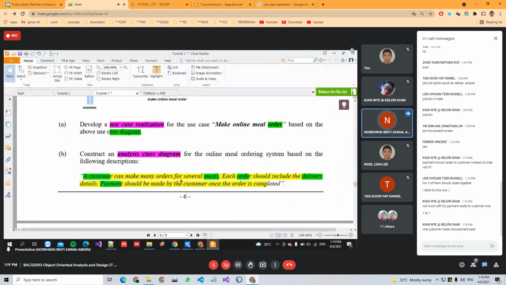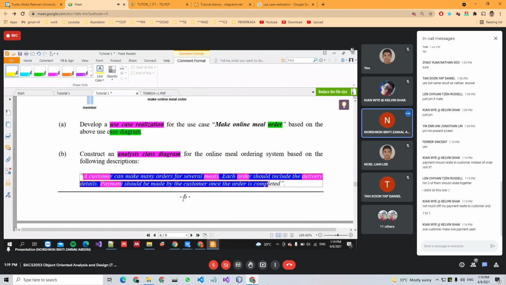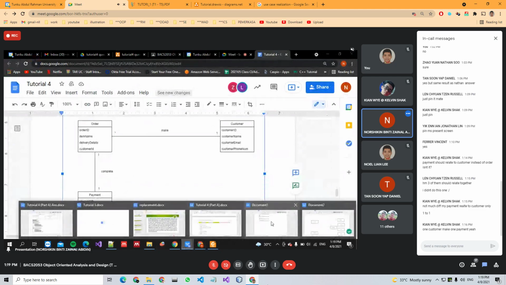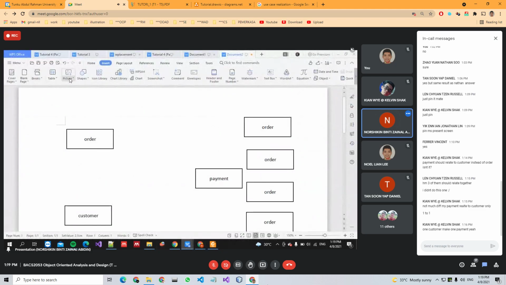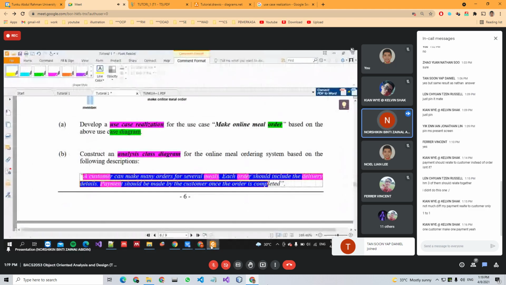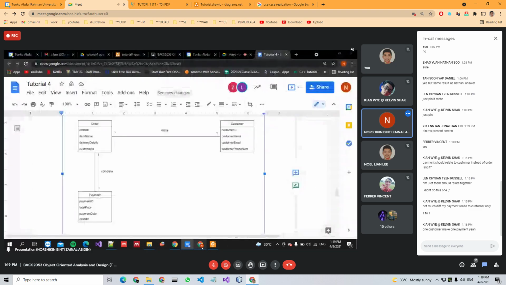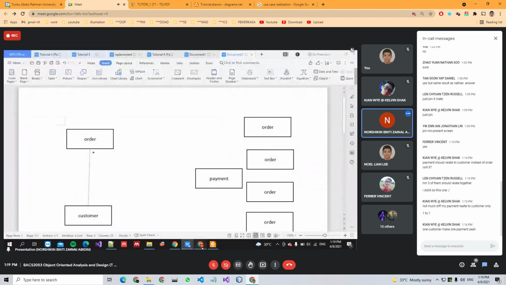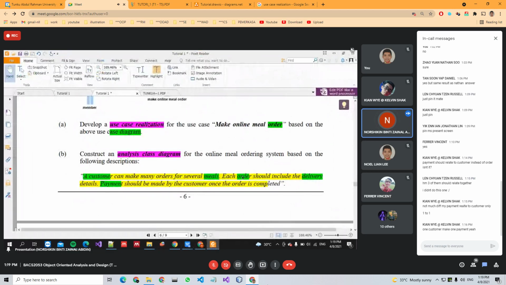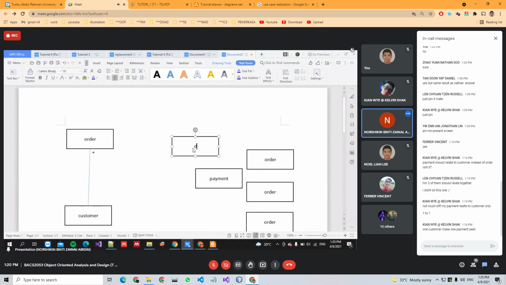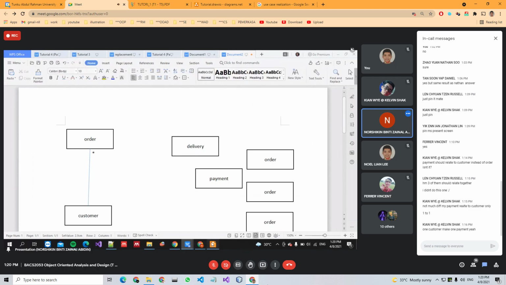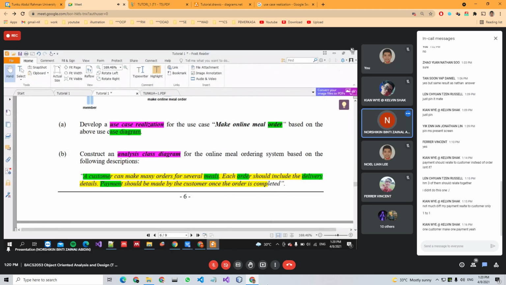So a customer can make many orders. Customer to order. Customer can make many orders. So here we should have this notation. Okay, I think correct. And then each order should include the delivery details. Each order should include the delivery details.